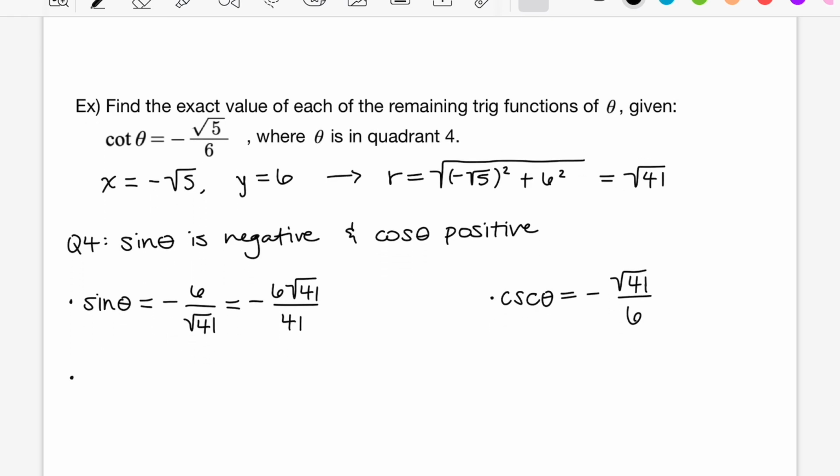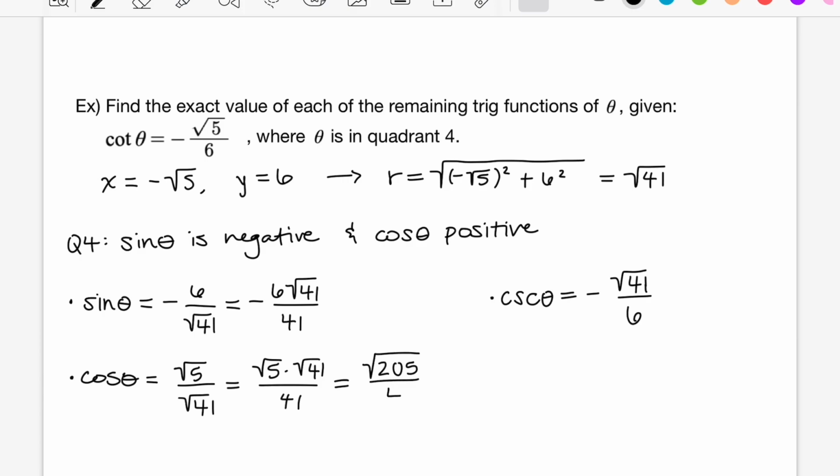Now cosine theta we know is going to be positive. This is going to be x over r. So this will be square root 5 over square root of 41. Rationalizing the denominator then, we're going to get the square root 5 times the square root of 41 over 41. And we know that we can then multiply both of these guys. So we'll get square root of 205 over 41.